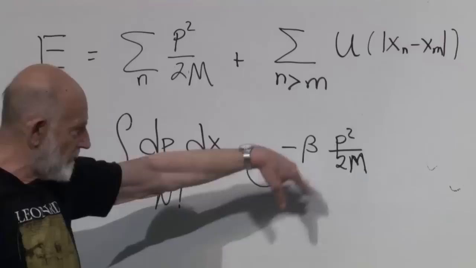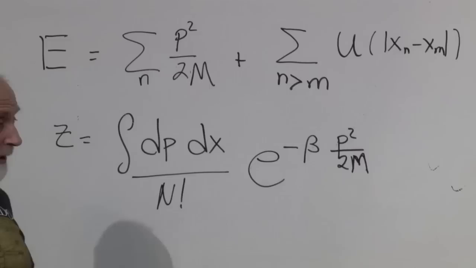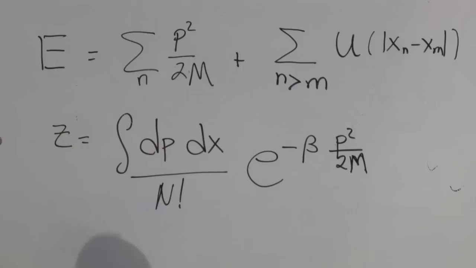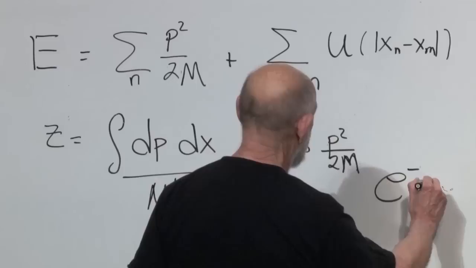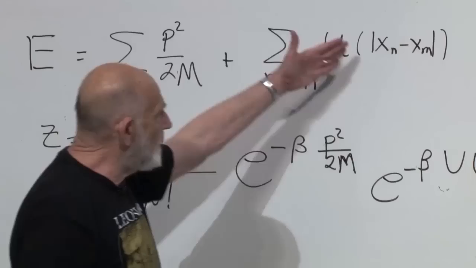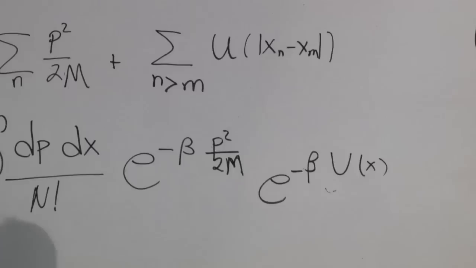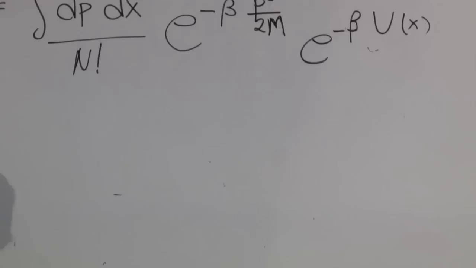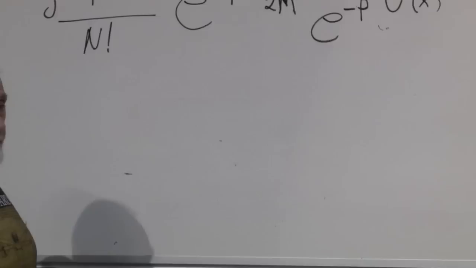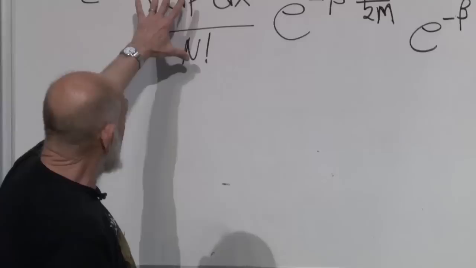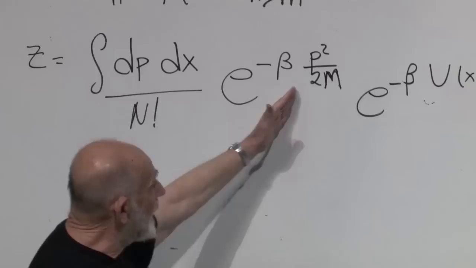And then the other term is the potential energy. So it's going to be an exponential of the sum of two things. And the exponential of the sum of two things is just the product of two exponentials. E to the minus beta times, let's just call it U of X. And U of X here stands for the total potential energy as a function of all of the positions. And this is our job to try to compute. Now, the glorious and simplifying feature of this is that it factorizes. It factorizes into a momentum integral and a position integral, with the integrand itself being a product. So in fact, we can write it as the product of two integrals.